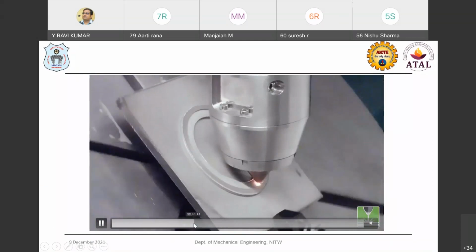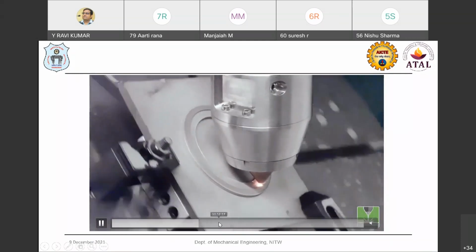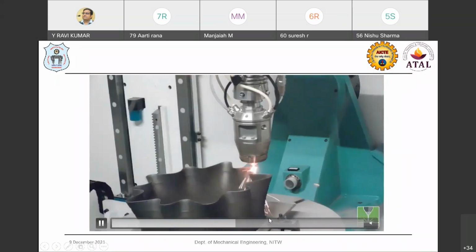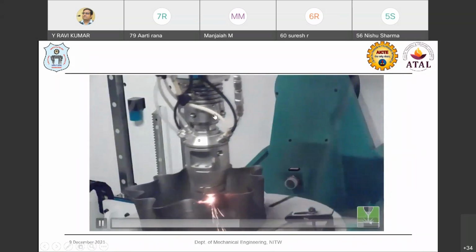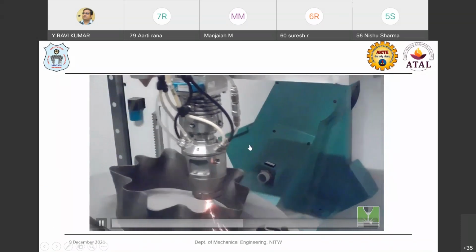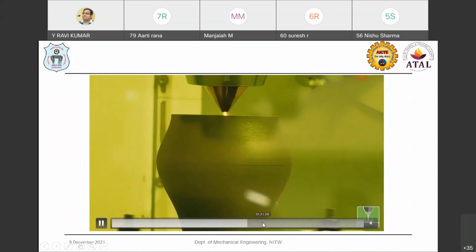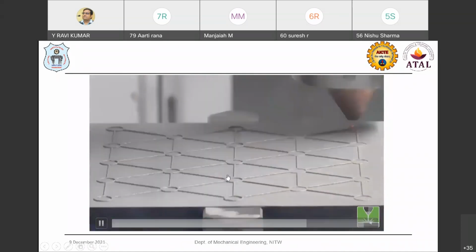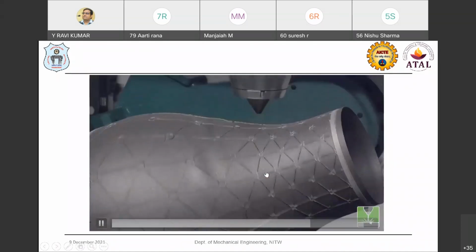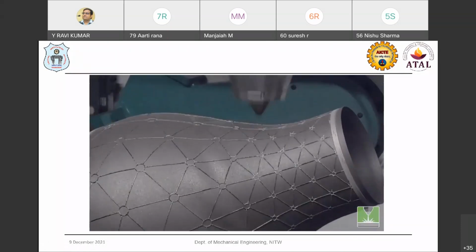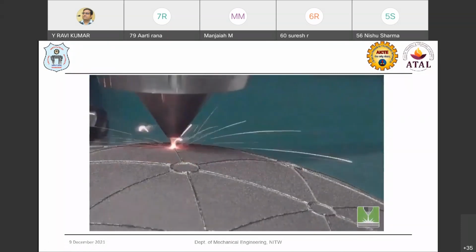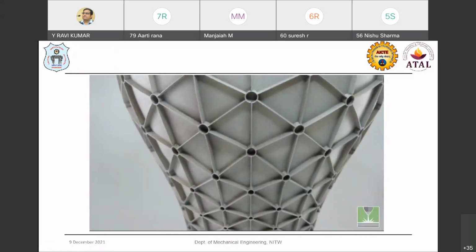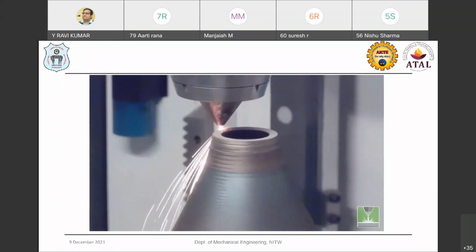You can see that even these types of real components can be made as near-net shape components. This is the gantry, along with the robotic head, used to make these kinds of complex parts, and you can see any complex part can be made with this process. Even you can add additional features. As I told you, additional fins or features can be added to the existing part. That type of operation and function can be done with this direct energy deposition process.